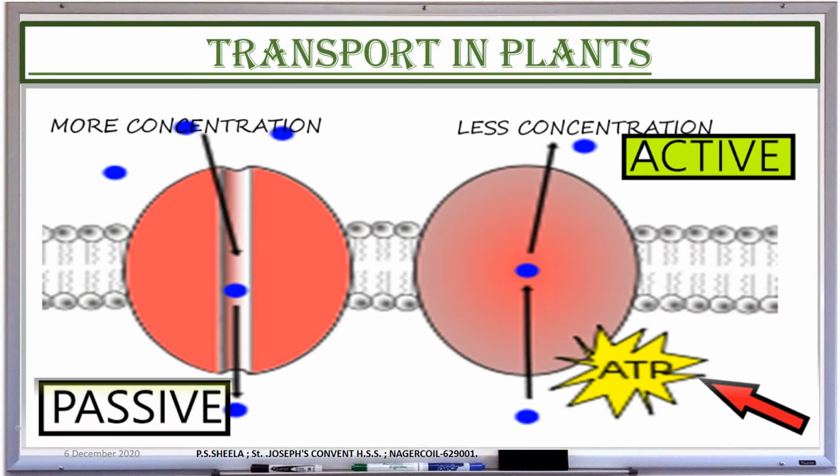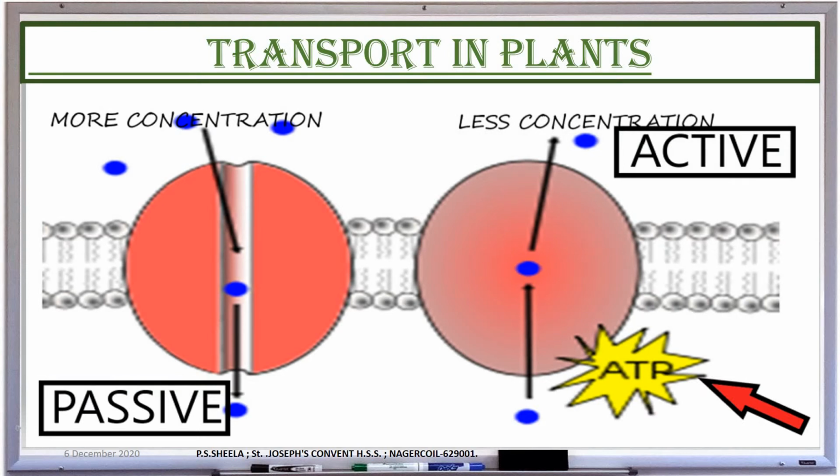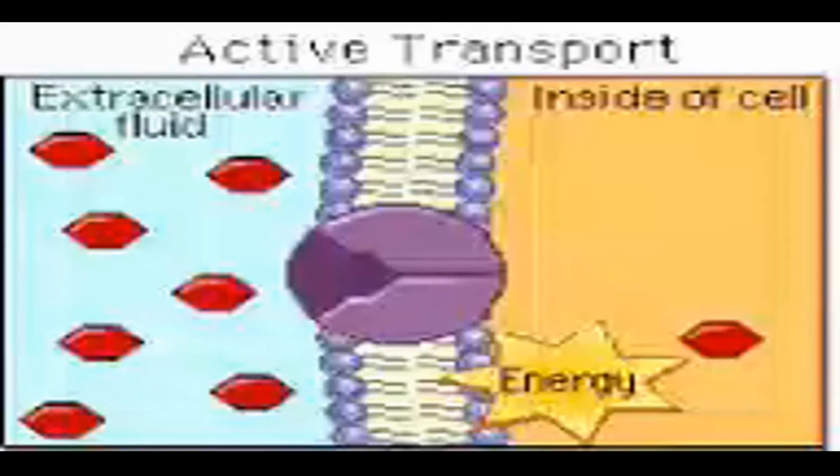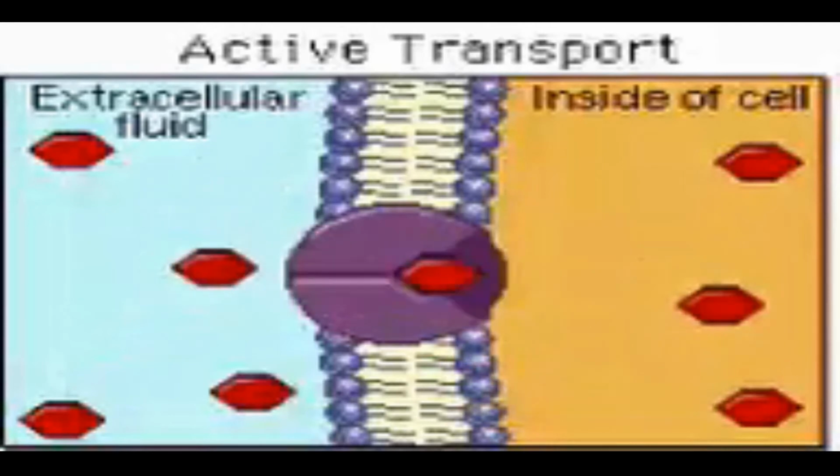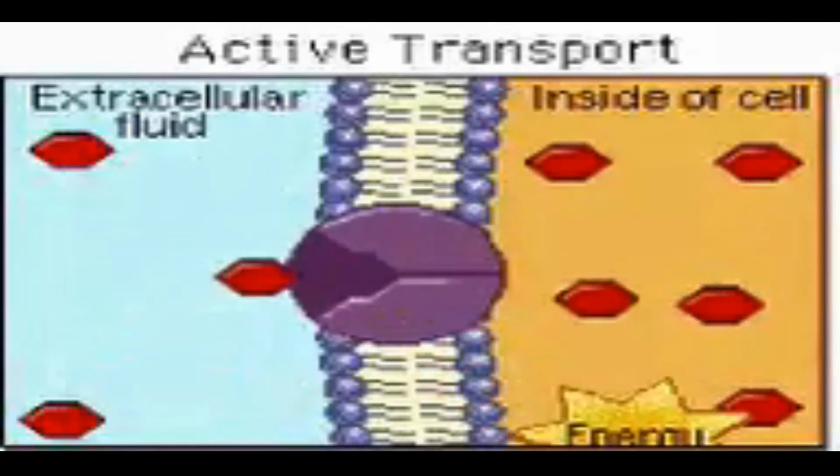And what are these energies? They are the membrane bound proteins which act as pumps, and this helps to carry molecules across the cell membrane. In active transport, the energy or the ATP is required to pull the extracellular fluid inside the cell.